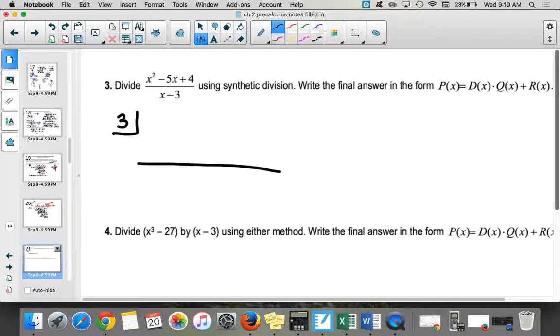All right, so then we put our 1, negative 5, and 4 here. My calc students said they do not remember this. It made me so sad. Do you guys remember this? Good.